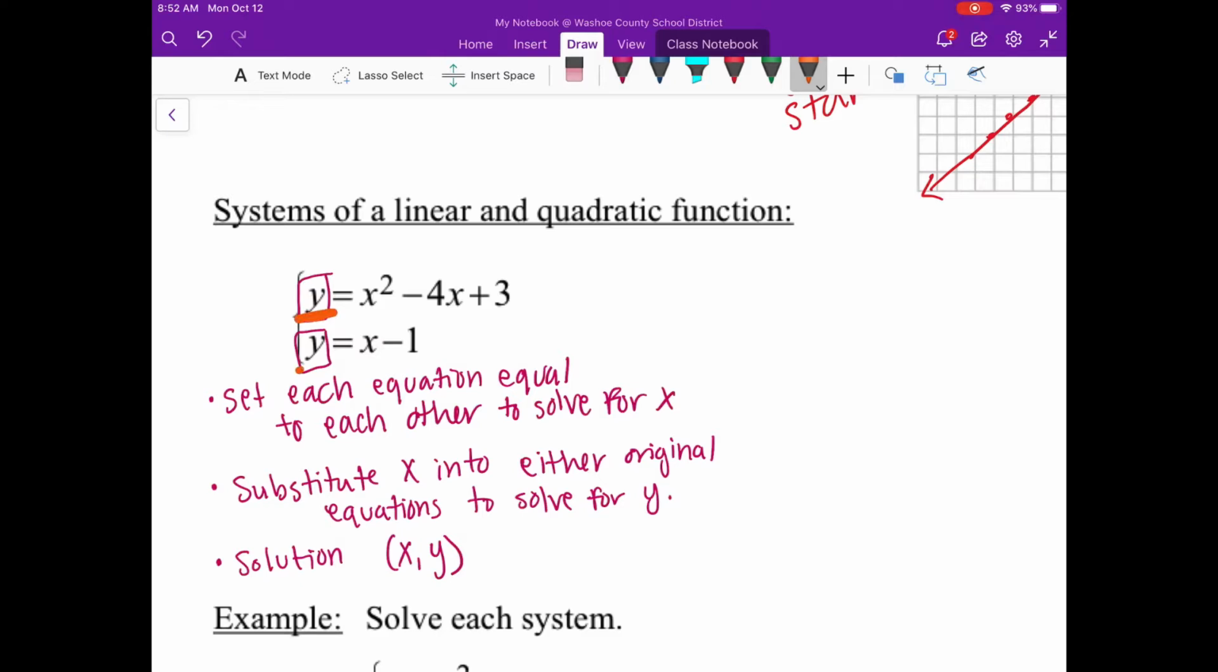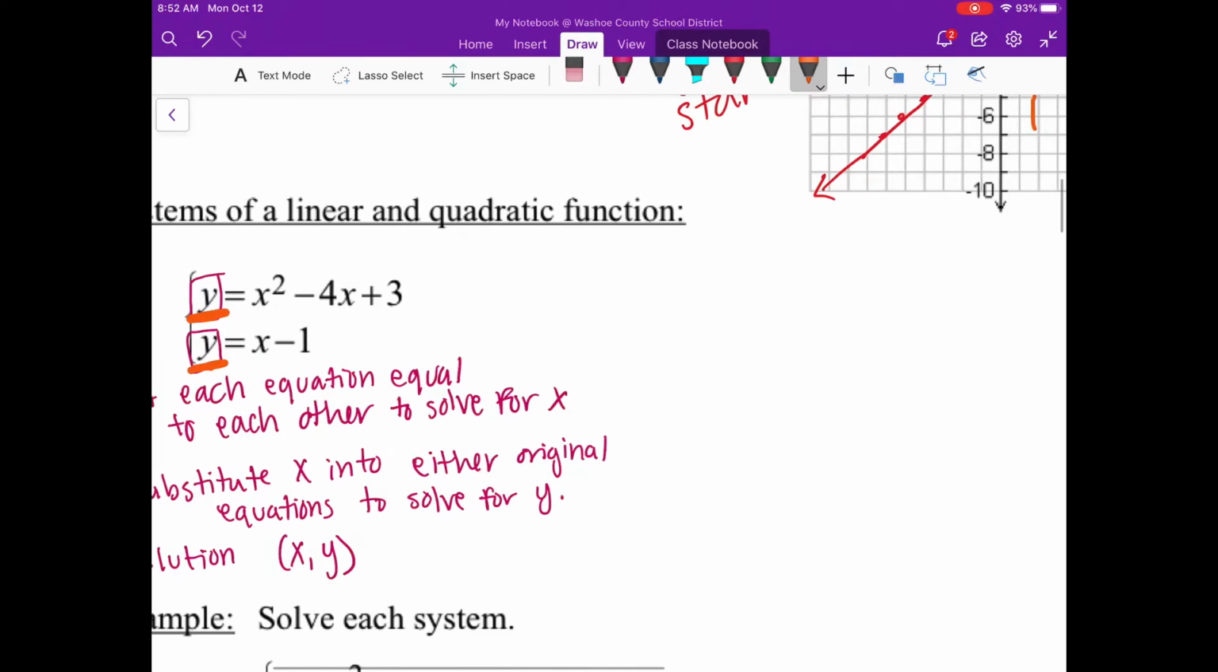After I made sure that y is what they both equal, I'm going to set these equations equal to each other. So I have x squared minus 4x plus 3, and I'm going to set that equal to x minus 1. And you want to move everything to one side. I'm going to move everything to the left because that's where most of the stuff already is. So I'm going to subtract x, and I'm going to do this in one step, but you can split it up if you want, add 1.